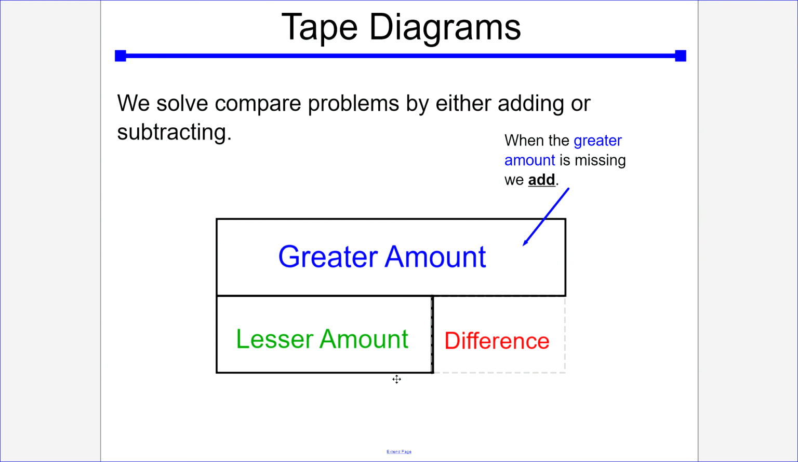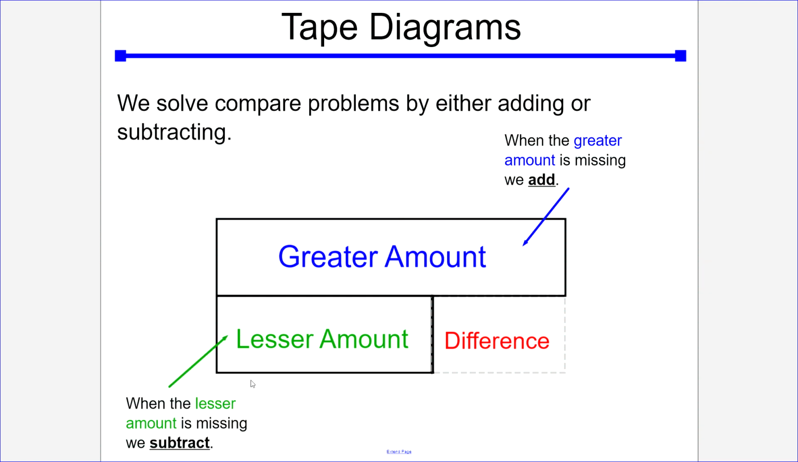Now, third grade, here's what you need to know. When you're ready to solve a compare story problem, if the greater amount is unknown, if the greater amount is missing, you add because the lesser amount plus the difference equals the greater amount. The lesser amount and the difference, when you put them together, are clearly the same size or have the same value as the greater amount. So you add lesser amount plus difference to find an unknown greater amount. When the greater amount is missing, we add.